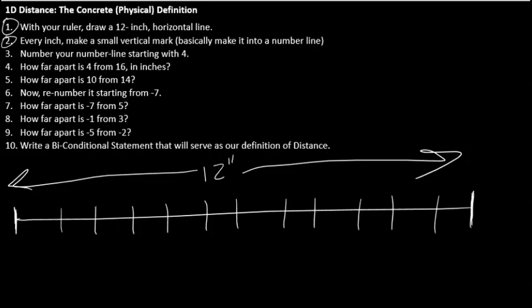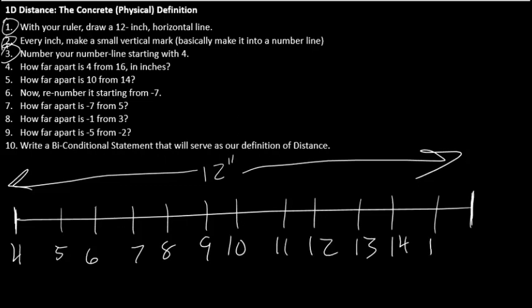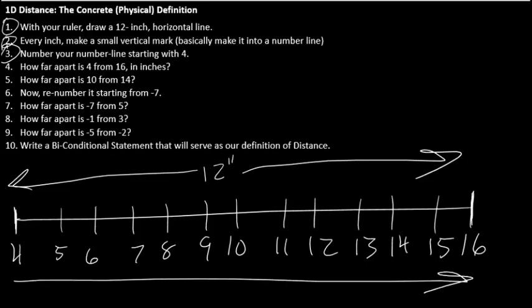All right, number your number line starting with 4. So over here at our starting point, we'll go ahead and start with a 4. And then 5, 6, 7, 8, 9, 10, 11, 12, 13, 14, 15, 16. Okay, so our number line goes all the way from 4 to 16.